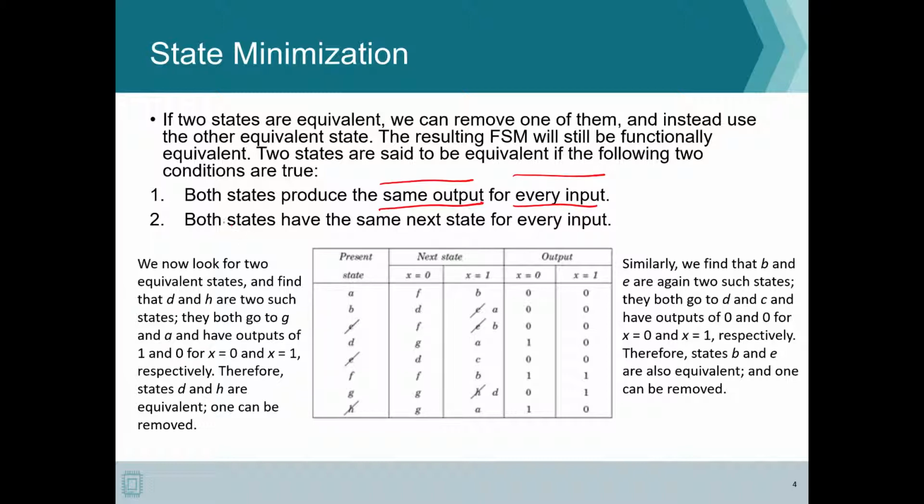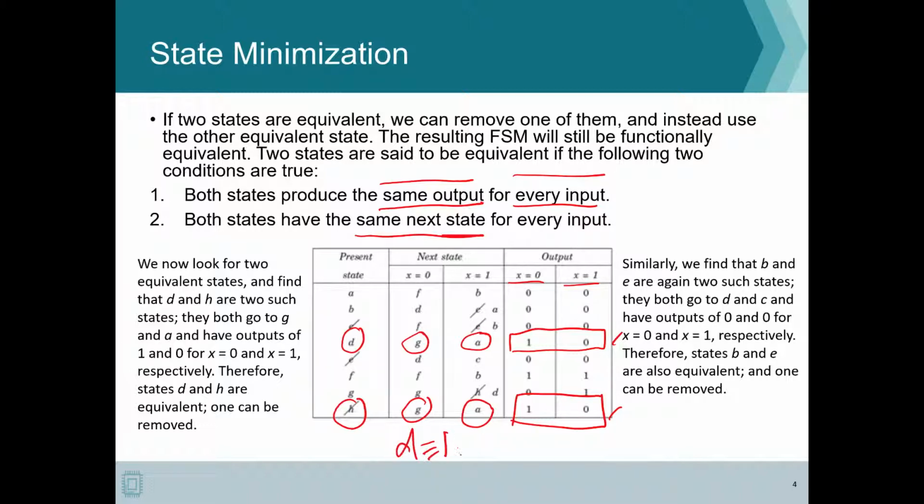And then both states should have the same next state for every input. That's what we have with D and H. Here you can see that when x is equal to 0, D goes to G. Here again H, when x is equal to 0, goes to G. Similarly, when x is equal to 1, D goes to A, and H also goes to A when x is equal to 1. And their outputs for the respective inputs are the same. Therefore we can say that D is equivalent to H.